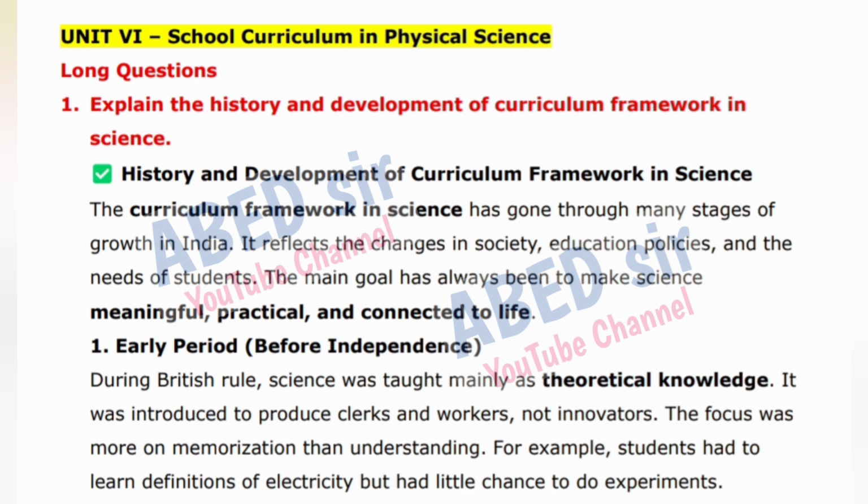1. Early period, before independence. During British rule, science was taught mainly as theoretical knowledge. It was introduced to produce clerks and workers, not innovators. The focus was more on memorization than understanding. For example, students had to learn definitions of electricity but had little chance to do experiments.